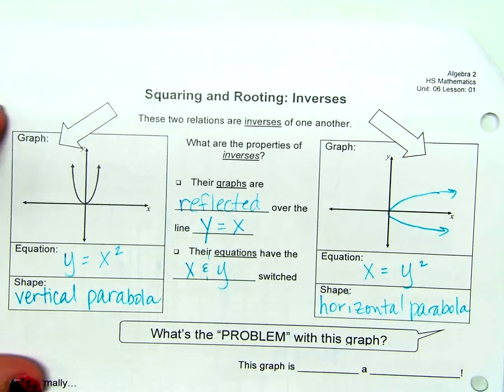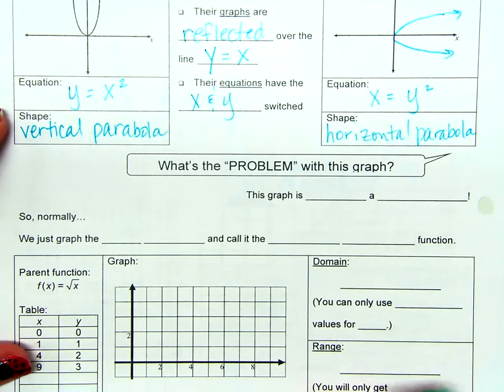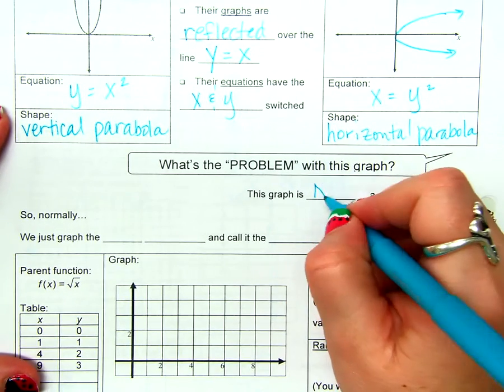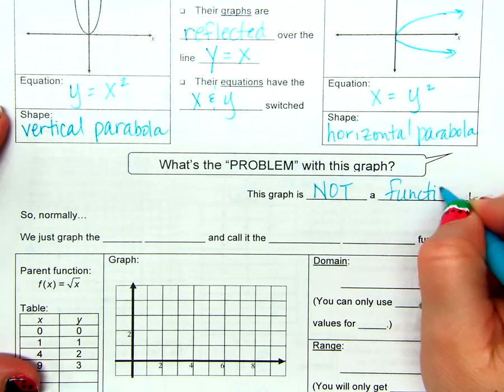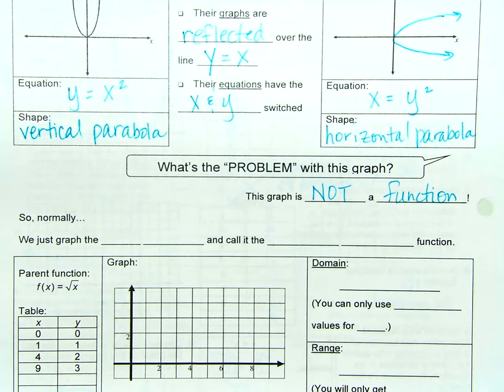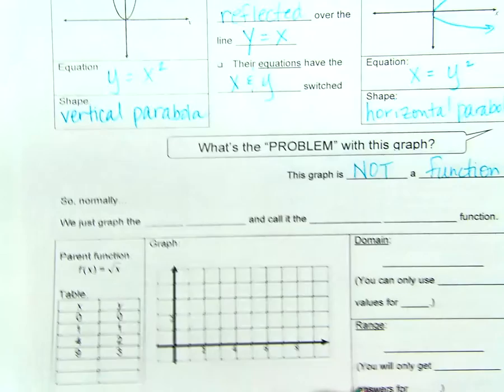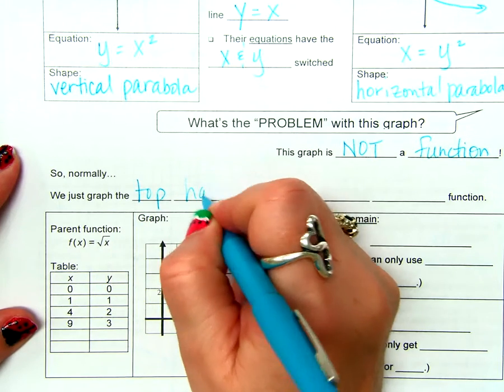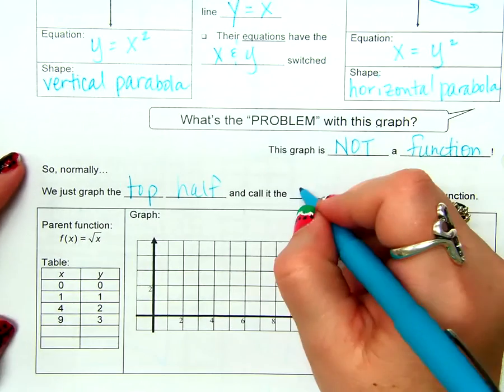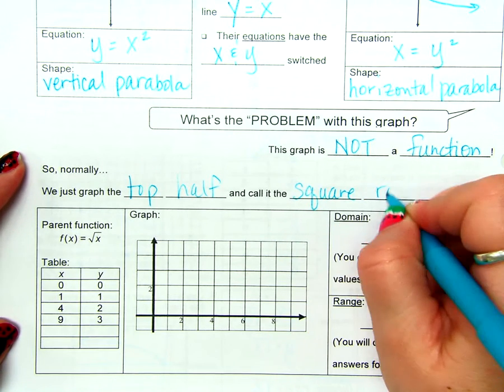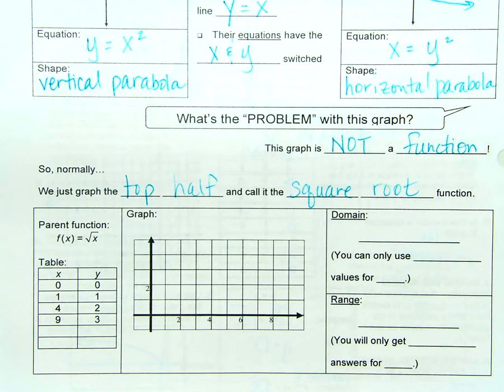Okay. What is the problem with this graph? This graph is not a function. But this is not a regular sentence. Even has an exclamation point. This graph is not a function! Like that. Okay? So normally, we just graph the top half. And call it the square root function.